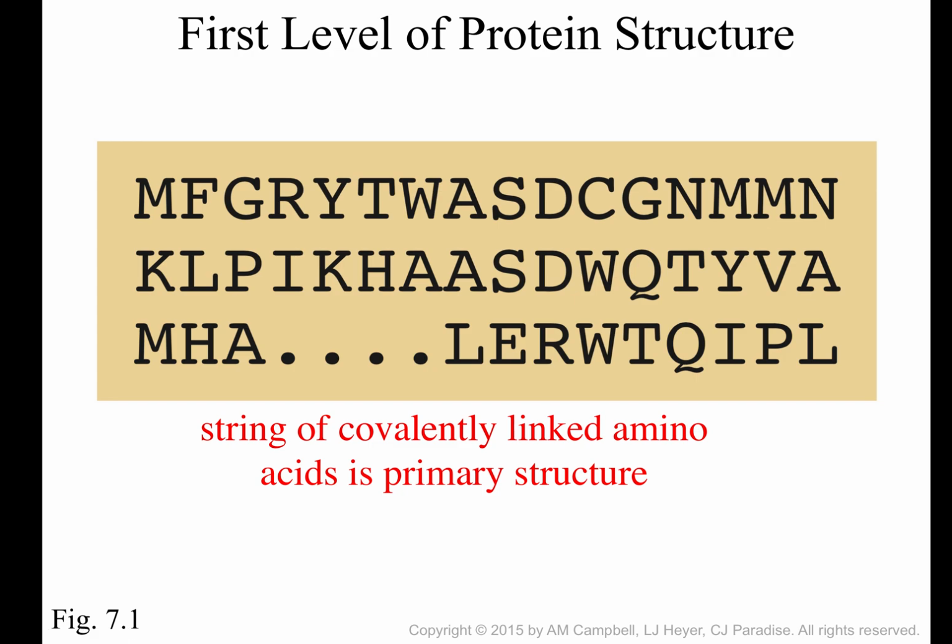So primary structure is just the order of amino acids. So this is the 1-letter code for amino acids. You don't have to memorize this, but this stands for methionine, phenylalanine, glycine, arginine, tyrosine, threonine, tryptophan, so on. Each one of these letters is an amino acid, and just the order of amino acids that go into making a protein is its primary structure. Amino acid number 1 is methionine. The last amino acid is leucine. And all the amino acids in this order in between, that's the primary structure for a particular protein.